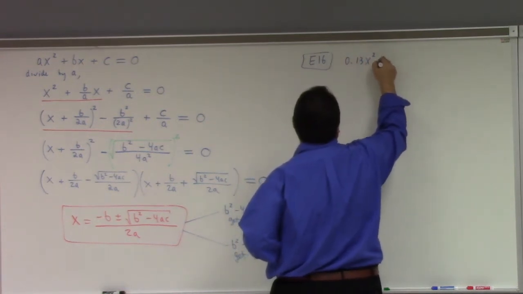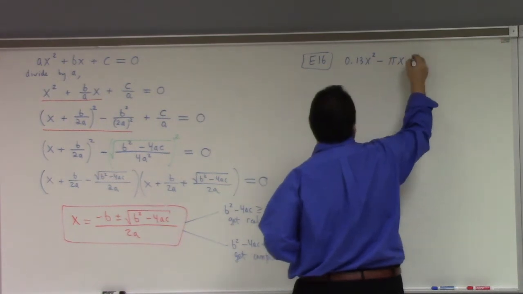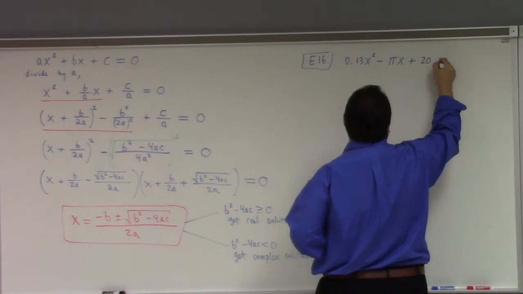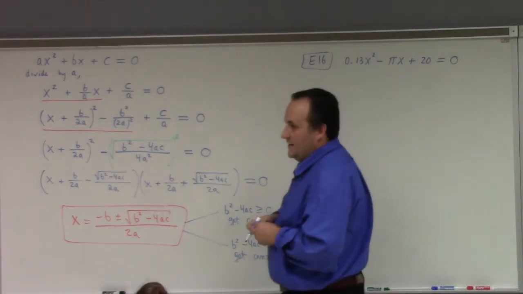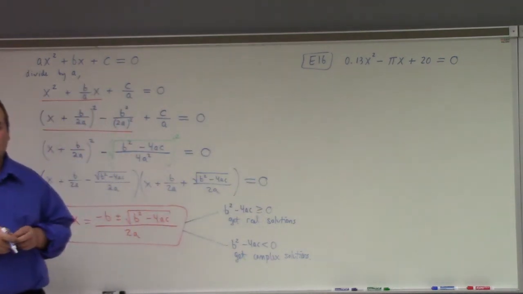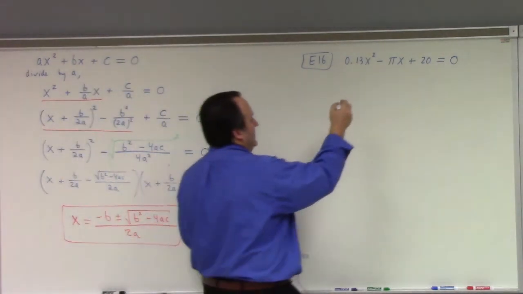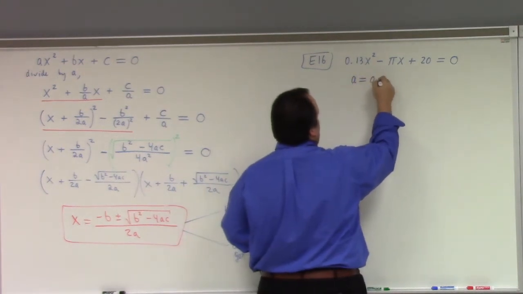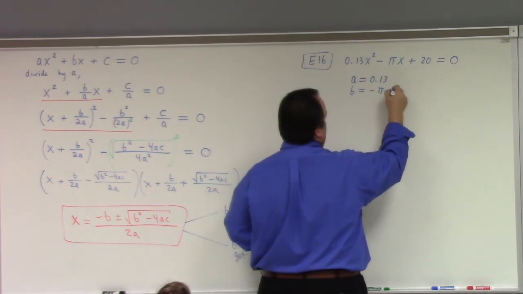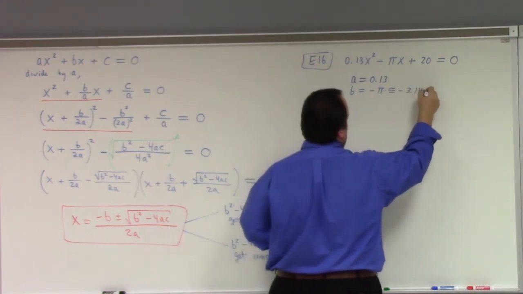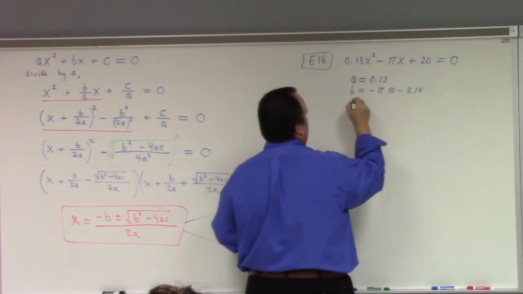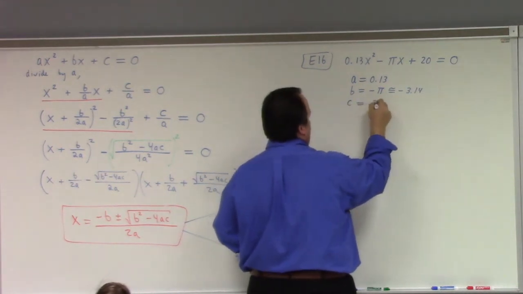If I had something like 0.13x squared minus pi x plus 20 equals 0, that's the kind of problem I would use the quadratic formula for, because it's got ugly numerical junk in it. You know what I mean? So here a is 0.13, b is minus pi, which is approximately minus 3.14, et cetera. I'll just say 3.14. And c is 20. All right.